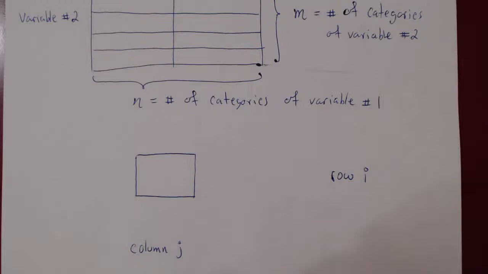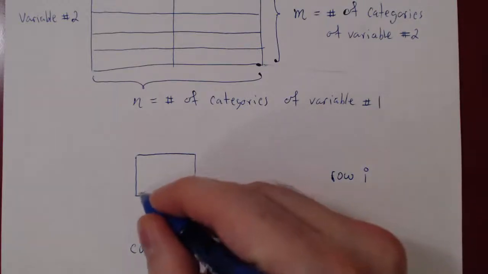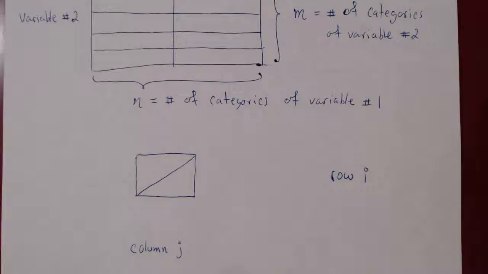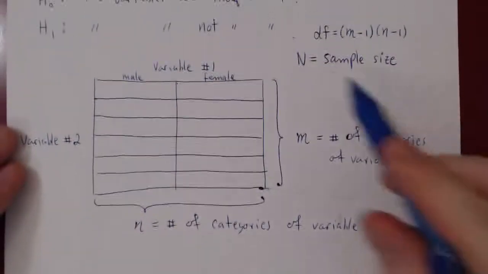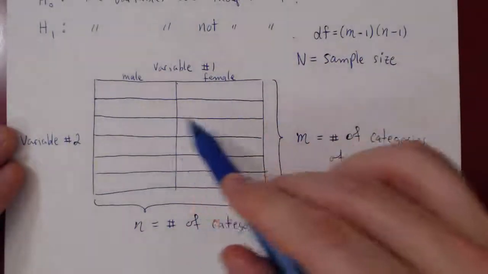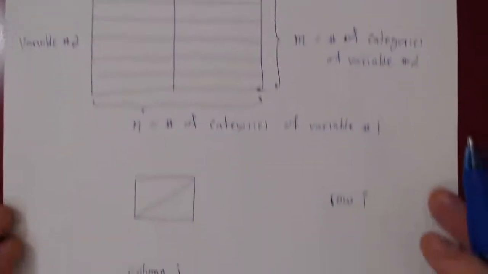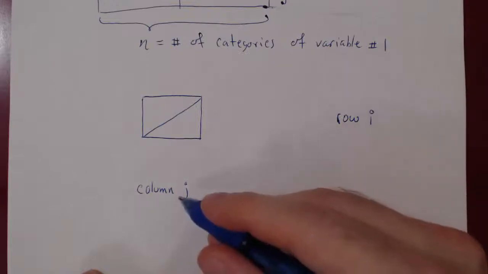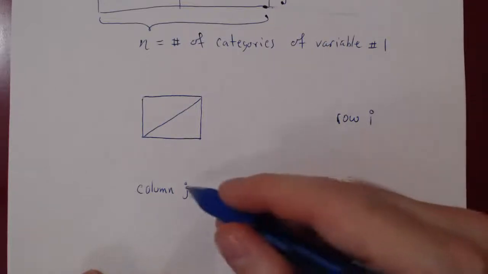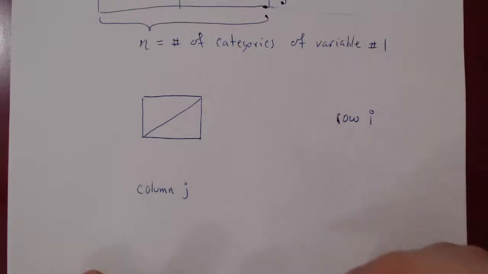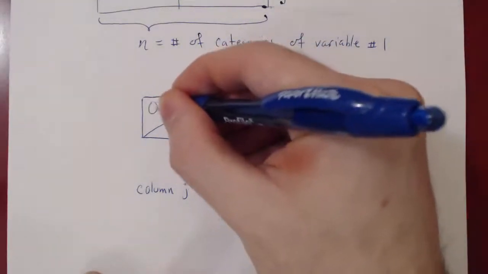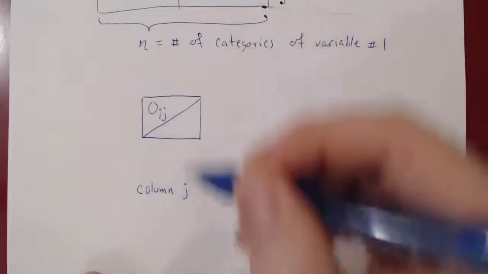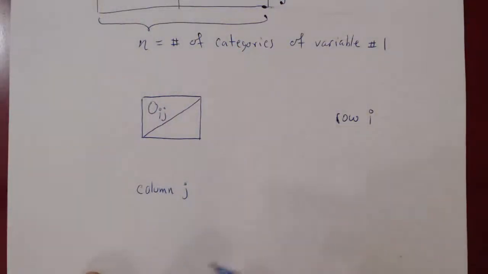Of our table, we will have two values in here. The first value will be the observed value. So after we sample our uppercase N subjects, each cell will contain a given value, an observed value. We will call this O for observed, and we'll write OIJ because it is in row I, column J, and the row index will always be the first index. That is our observed value from our sample.